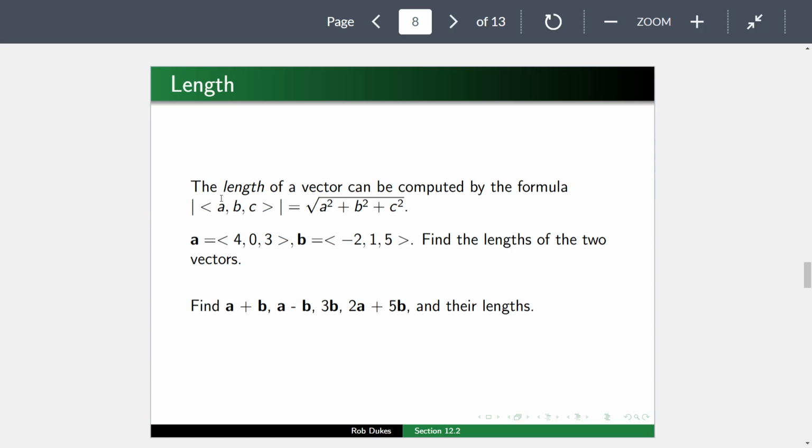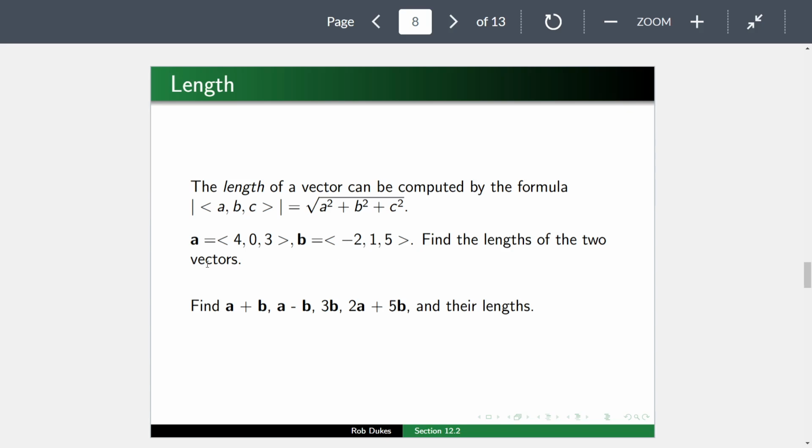So, if we have a vector that is (a, b, c), we know that it is equivalent to a vector that starts at the origin and goes to the point (a, b, c). So we can just use the standard Pythagorean theorem to work out the length of that vector. So let's do some calculations here.